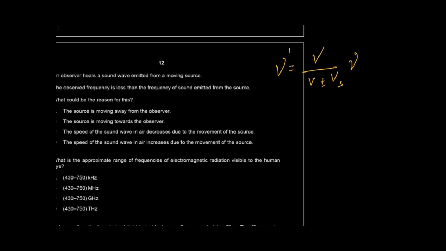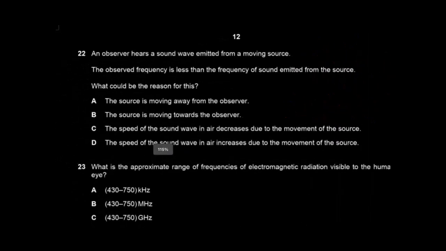So if the source is moving away from the observer, the observed frequency is the velocity of sound upon the velocity of sound plus the velocity of source, into the original frequency. So in this case the observed frequency is less than the emitted frequency. So the source is moving away from the observer.